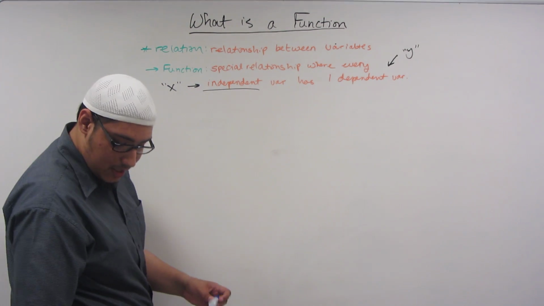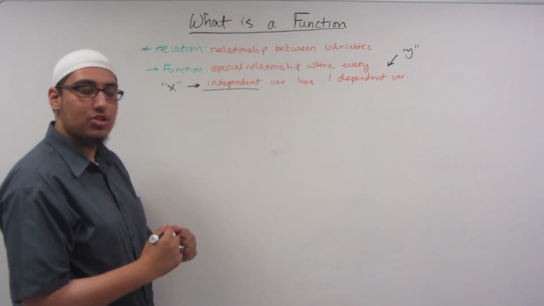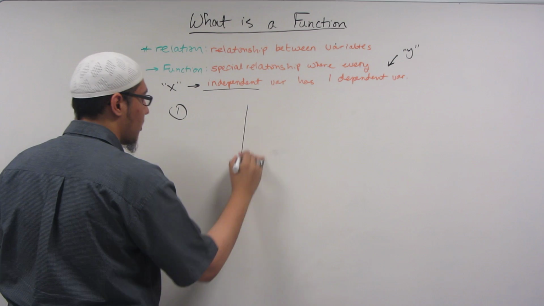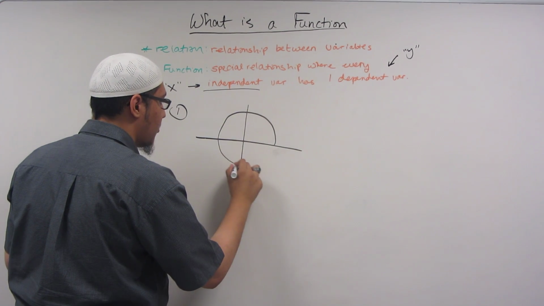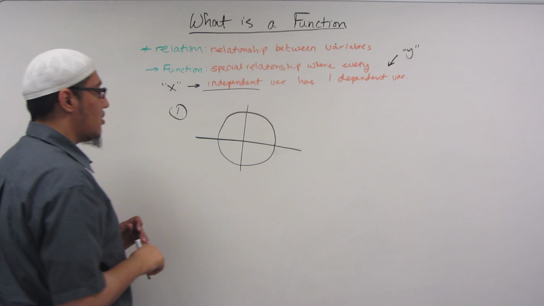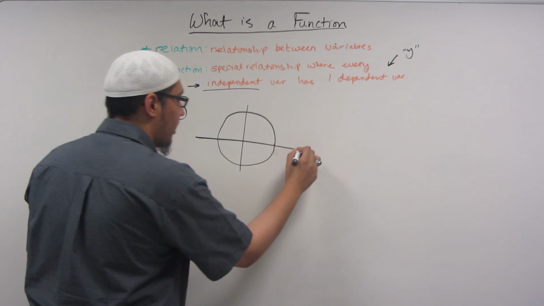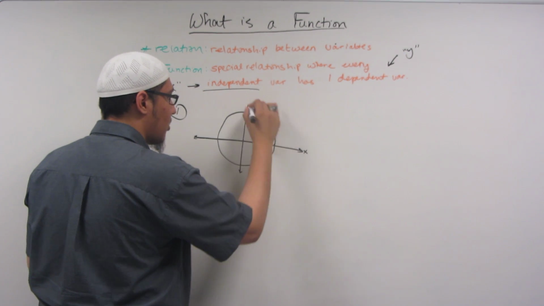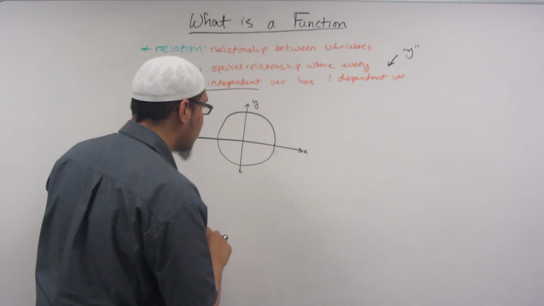Now, the next question is, how can we determine if something is a function or not simply by looking at its graph? Well, example number 1 here, okay? We'll draw this. Example number 1 here looks like a circle, okay? And usually when we graph this, the horizontal axis is our x-axis, this vertical axis is our y-axis.